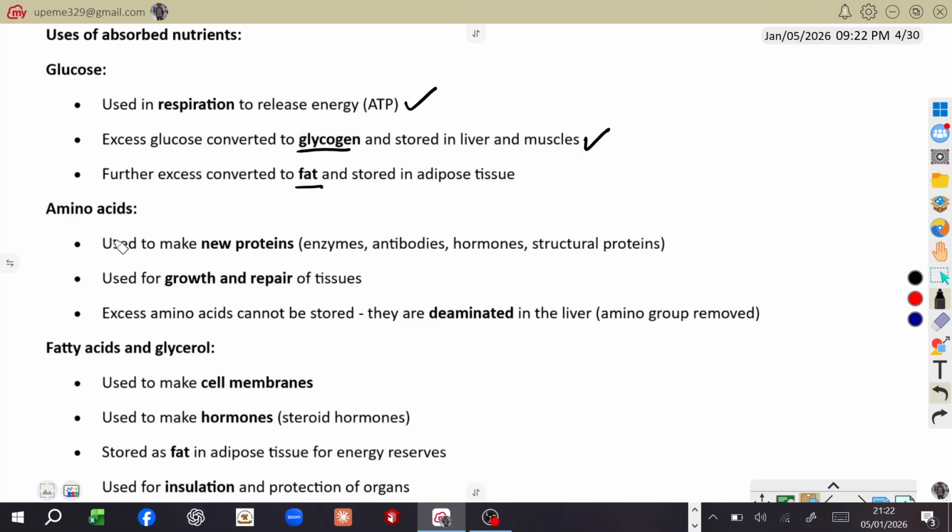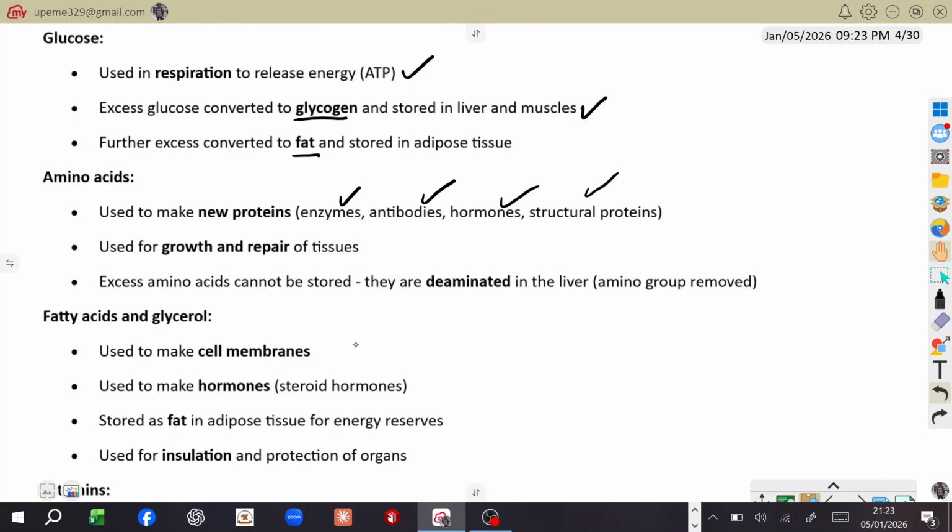All right, so let us talk about amino acids. When they are absorbed, how are they used? So amino acids are used to make new proteins like enzymes, antibodies, hormones, and structural proteins. We'll look at enzymes, which we already looked at, and antibodies and hormones in the next topics.